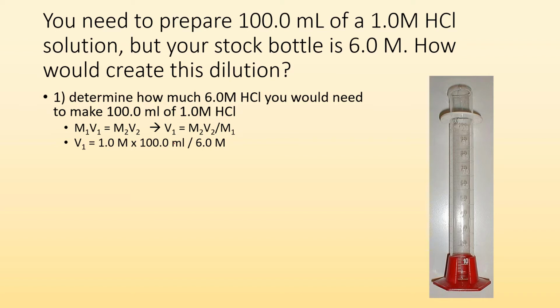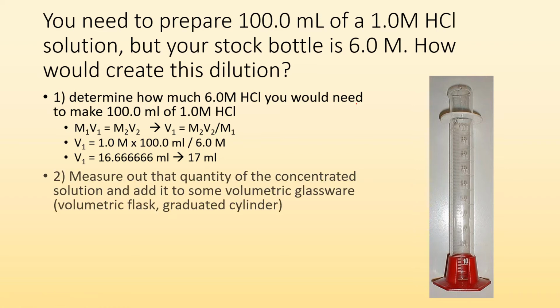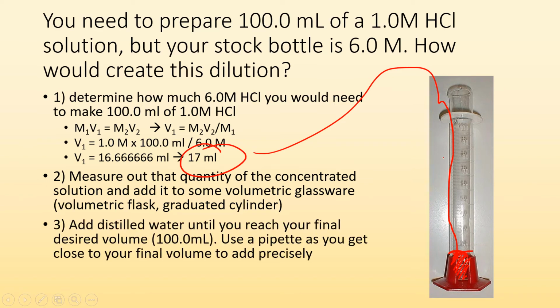I'm trying to get my new molarity to be 1 molar with a new volume of 100 milliliters, and my initial molarity is 6.0 molar. So now I plug and chug, and I get about 17 milliliters. So now I know that's how much I have to start with. So how am I going to make this dilution? We'll measure out 17 milliliters of the concentrated stuff and add it to some volumetric glassware, like a graduated cylinder. So I'm going to take this 17 milliliters, put it into this graduated cylinder, and then you just dilute it. You add distilled water until you reach the final volume that you're trying to get, 100 milliliters. And then you got it.